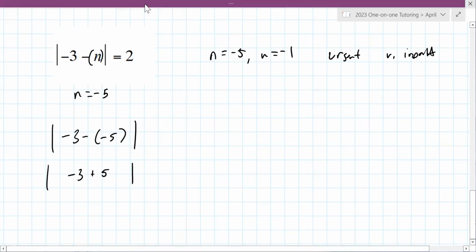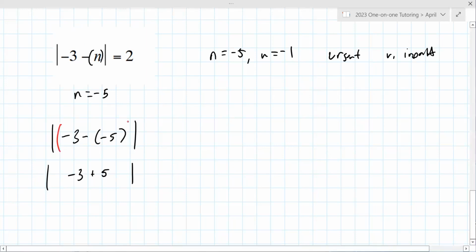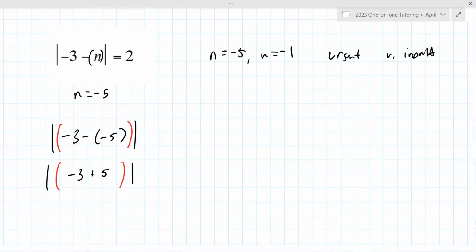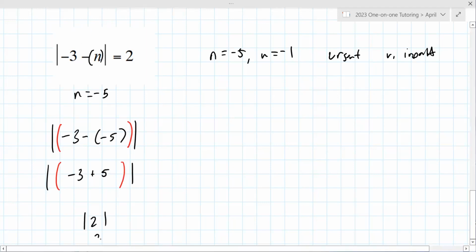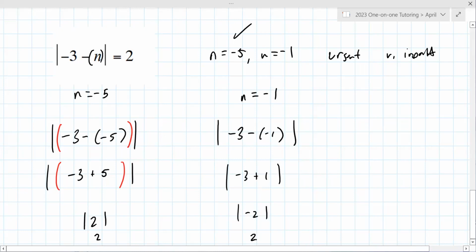So it's -3 plus 5, absolute value. Now there's really these implied parentheses inside here. Do everything inside parentheses until you get just a number, then you take the absolute value. Absolute value of 2 is 2. So great, that one worked. Next one for -1: -3 minus a -1, absolute value. -3 plus 1 is -2. Yes, they both work.